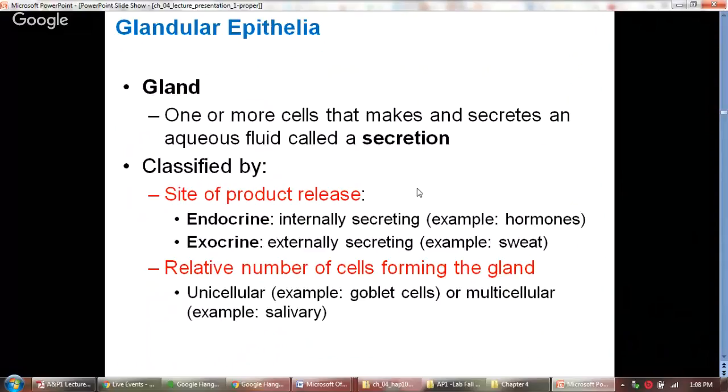And also we can classify by the relative number of cells forming the gland. Either it could be unicellular, which is formed by one cell. Examples would be the mucus-secreting goblet cells. The multicellular would be the salivary glands, which secrete saliva.